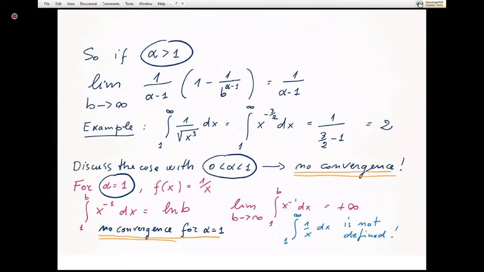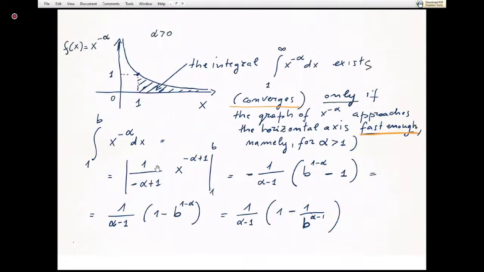So this is the basic insight from power functions. Not all power functions of this type, with alpha positive and a negative exponent, have a finite area when I compute the integral between 1 and infinity. Only those with alpha larger than 1.